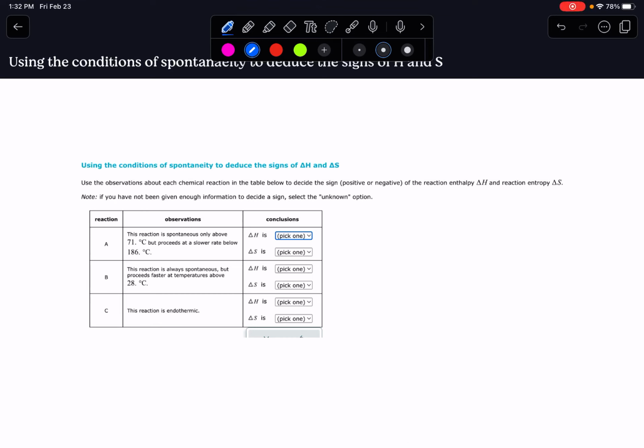So we're going to tackle something that's actually really tricky, and that's determining whether or not what signs enthalpy and entropy have. But in order to do that, you need to realize there's one equation that determines everything in this world, and that's the Gibbs free energy equation. It's the change in G of the reaction at standard conditions, which is equal to the change in H of the reaction minus T change in S of the reaction.